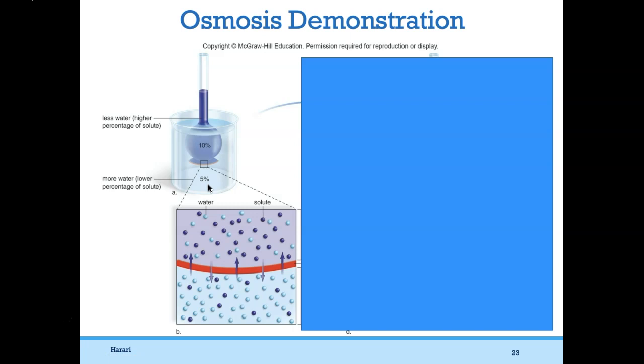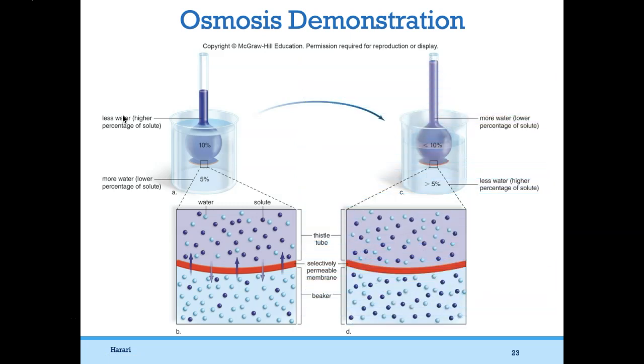Pause the video here and tell me what's going to happen to the water inside this Thistle Tube. Is the dye going to leave into here? What's going to happen? Right? Remember that this membrane is only permeable to water. So that's my one hint. So pause here. And let's see what happens.